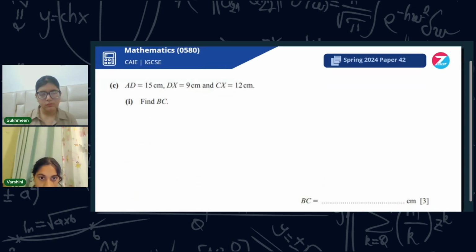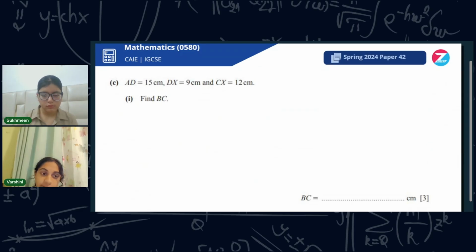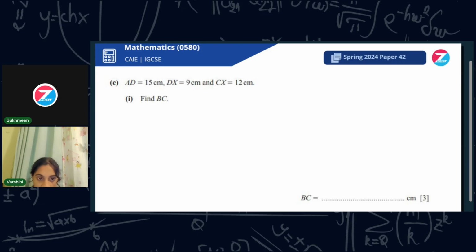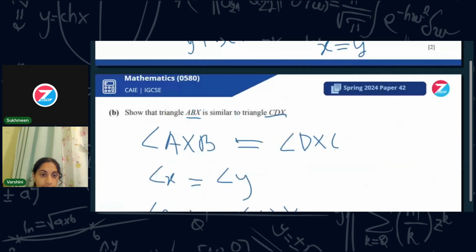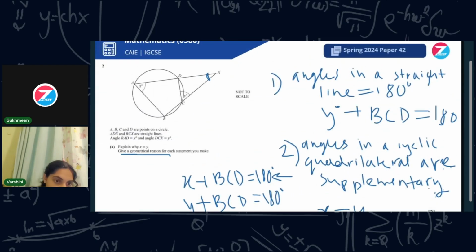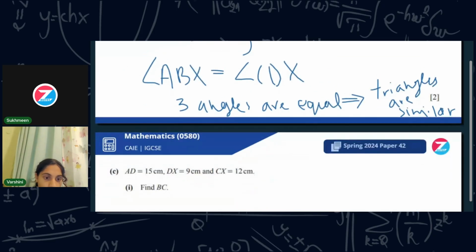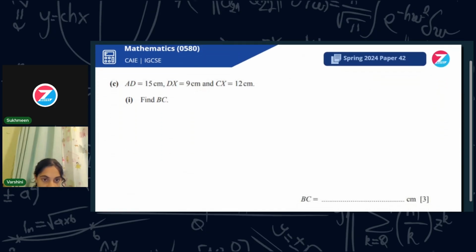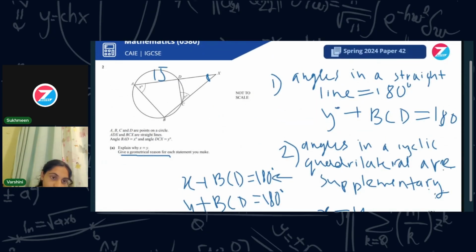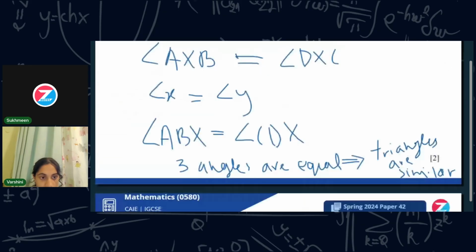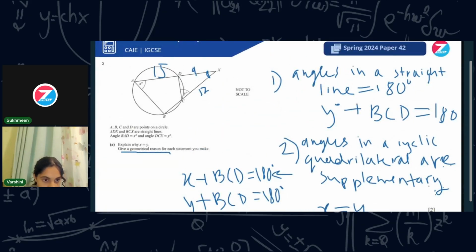So now we'll go to the next question. AD equals 15 centimeters, DX equals 9 centimeters, and CX equals 12 centimeters. So AD is 15, DX is 9 and CX is 12. Find BC. So they want us to find this line.